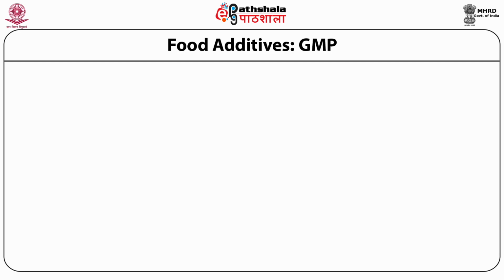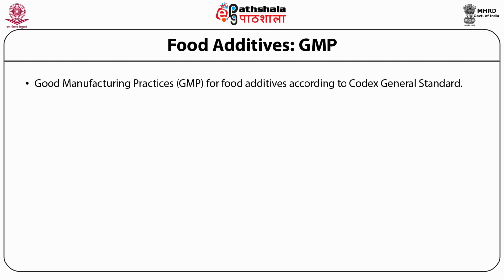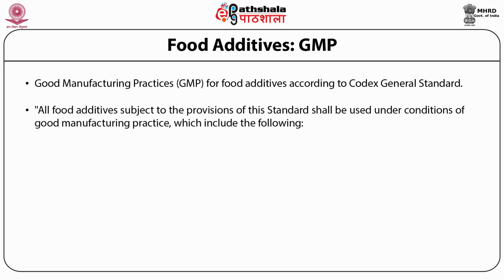So, what is it? Now, good manufacturing practices, GMP in short, for food additives according to Codex General Standard, implies all food additives subject to the provisions of this standard shall be used under the conditions of good manufacturing practice, which include the following. So, the listed principles or practices are being followed to consider a food additive to be under GMP. And they have listed the manufacturing practices.